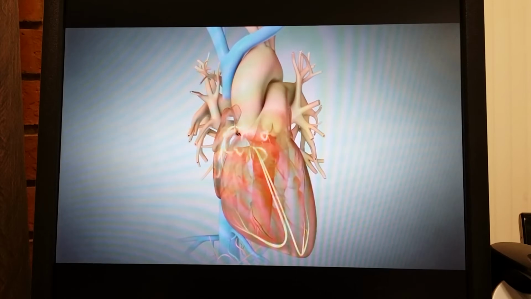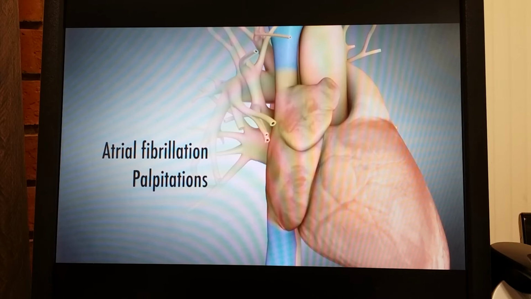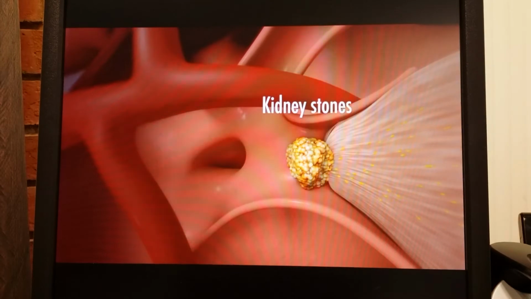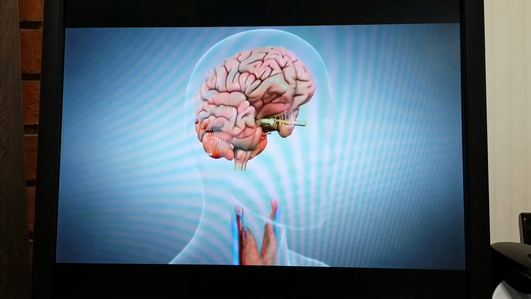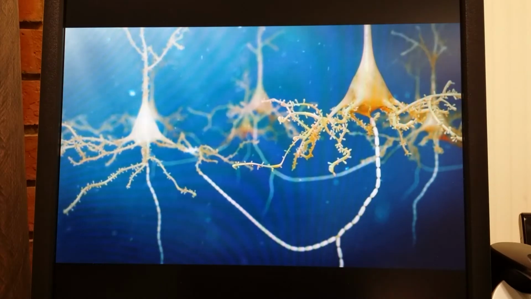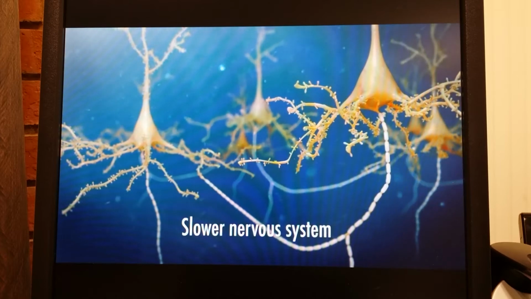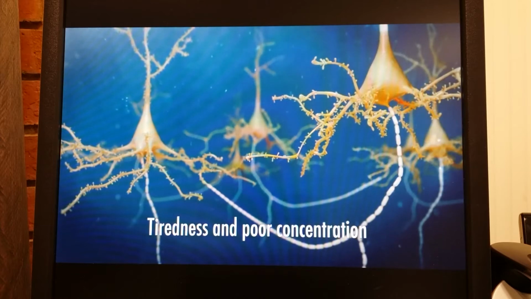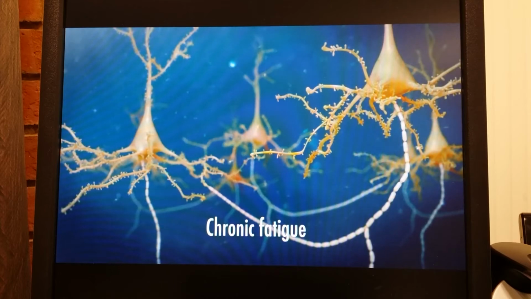The high calcium often affects the electrical system of the heart, causing atrial fibrillation and palpitations. The excess blood calcium builds up in the kidneys, forming kidney stones, and occasionally causing kidney failure. High calcium levels also affect the brain. Since we use calcium in the electrical system of our nerves, a high blood calcium is associated with a slower nervous system, which gives symptoms of tiredness, memory loss, and poor concentration. Many patients with high blood calcium have chronic fatigue for this reason.